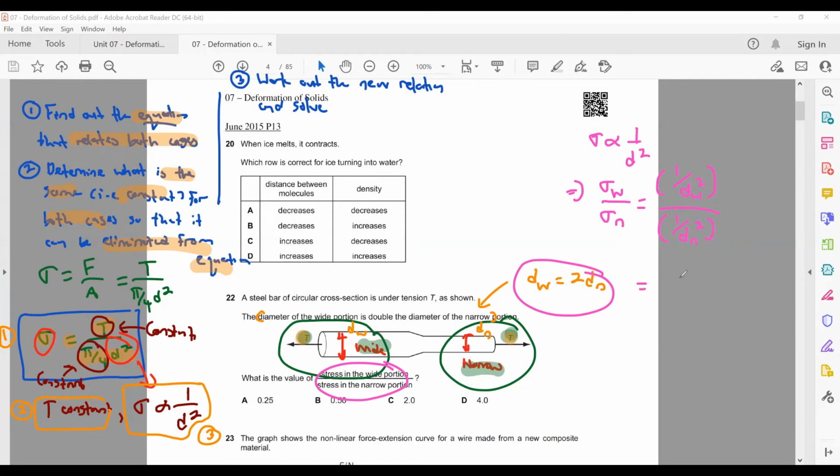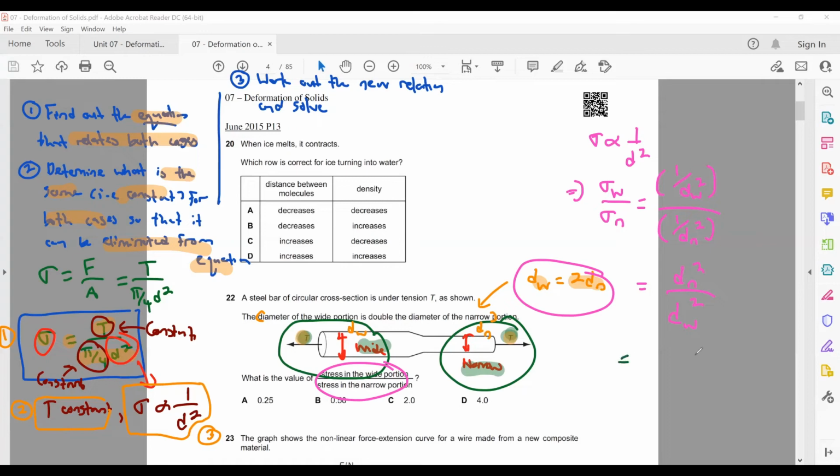So eventually you will get dn square over dw square. And this is the new relation. This is the exact equation now. But then you know that dw is 2 times of dn. So what you do is that you sub in the values now.